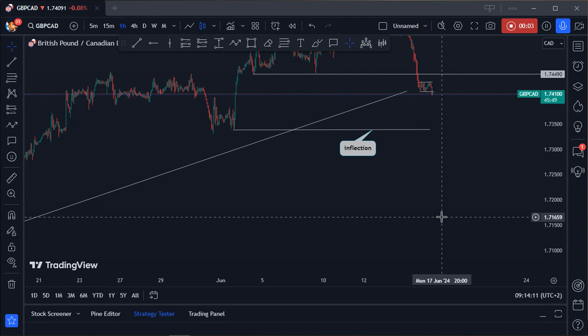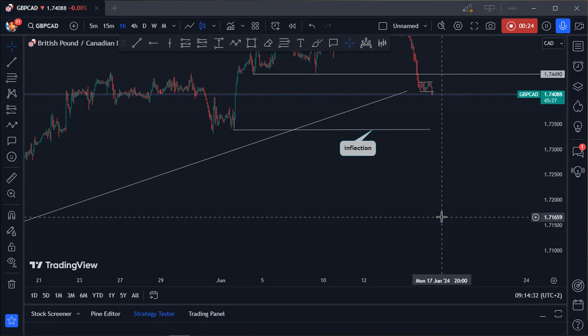Good morning, guys. So today I'm just going to be showing you the trade that I've already taken for the week as we are starting this week. It's GBP CAD. I'm going to break down everything based on how I'm seeing the market and how I'm going to manage the trade.